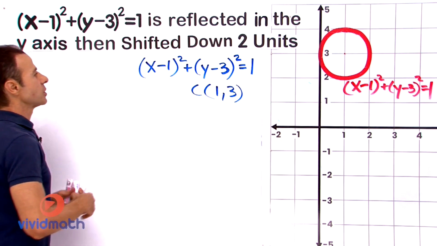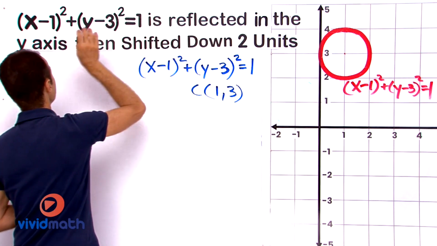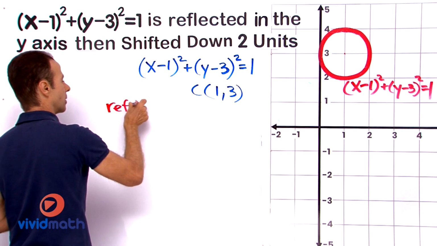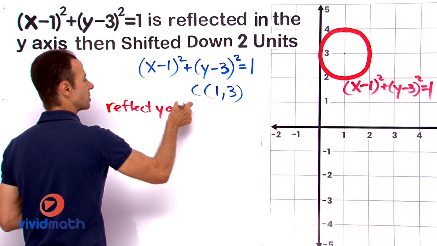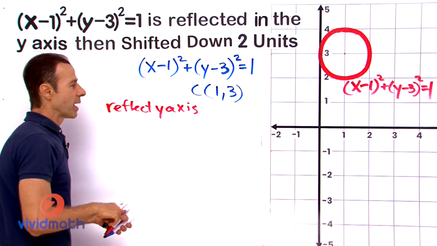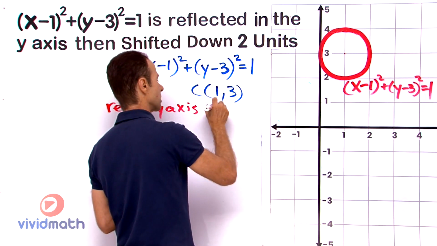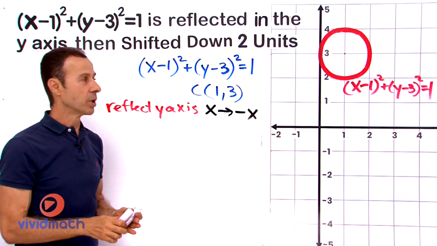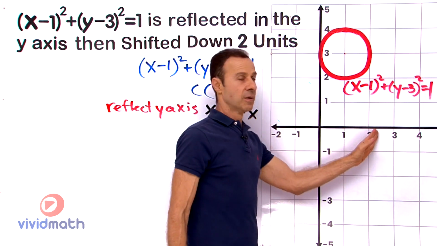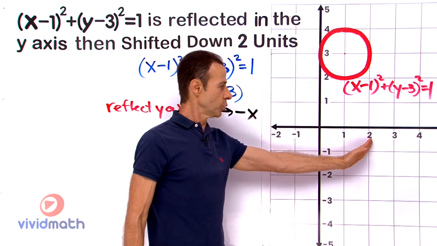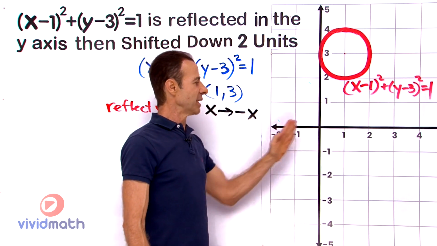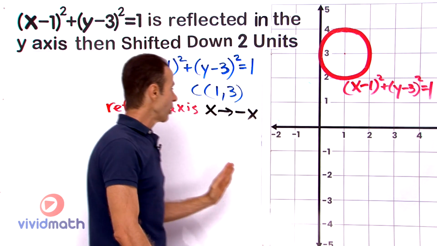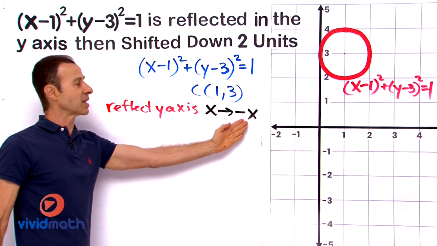What we're going to do first of all with this circle is reflect it in the y-axis. When we reflect in the y-axis, we replace x with negative x. You might be thinking, why do I do that? Well, if I replace 2 with negative 2, 1 with negative 1, what am I reflecting about? I'm reflecting about the y-axis. So that's why we do that: reflect in the y-axis, replace x with negative x.